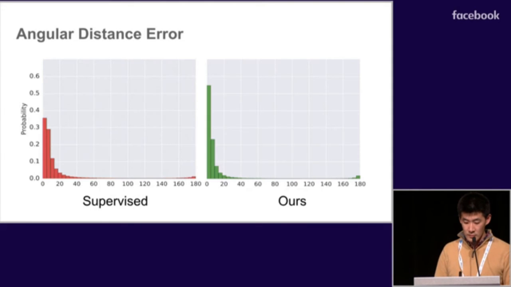And here are the error distributions of the 2 techniques. Notice how errors are more concentrated around 0 for our technique. And there are a few outliers at 180 degrees due to the incorrect orientation prediction.